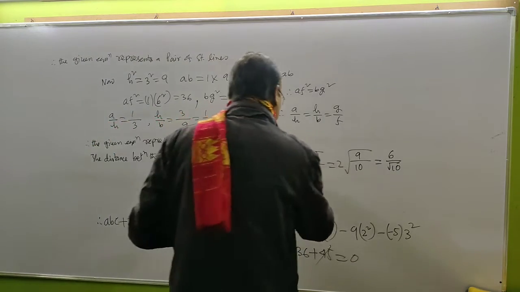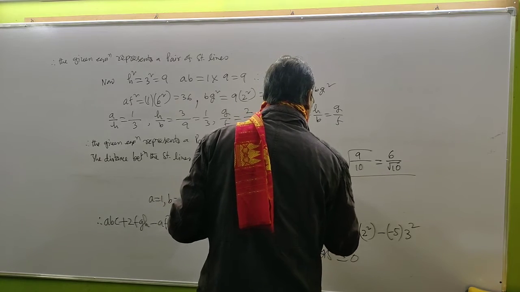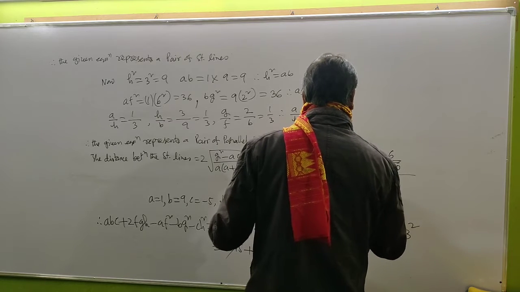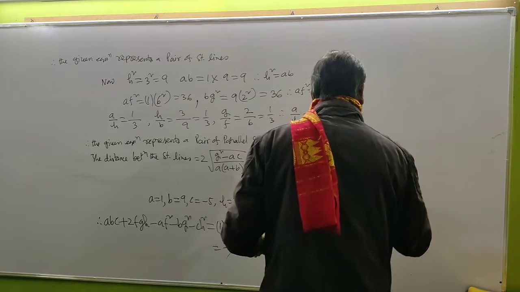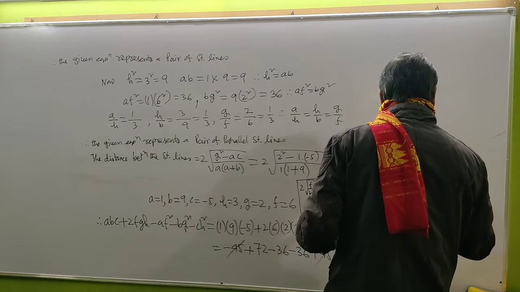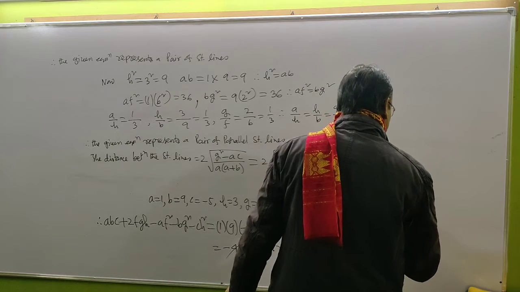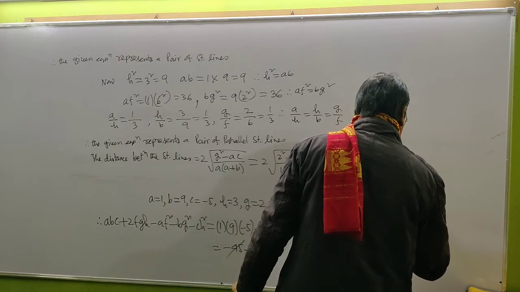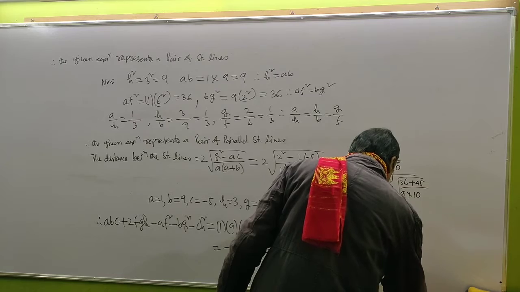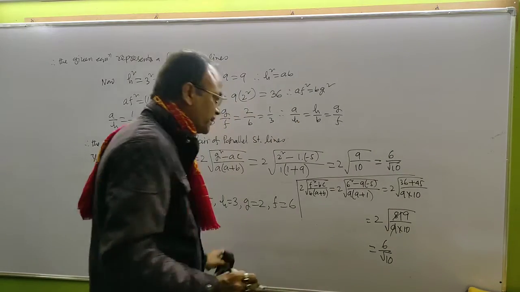Also, you may check in this way also: 2 times root of f square minus bc divided by b into a plus b. 2 times root of, what is f square? 6 square minus bc, 9 into minus 5, divided by 9 into 9 plus 1. 2 times root of 36 plus 45 divided by 9 into 10. What is this? This is equal to 2 times root of 81 by 9 into 10. This is equal to 6 divided by root 10. In this way also, you may find the distance between the two straight lines. Perhaps you understand this.